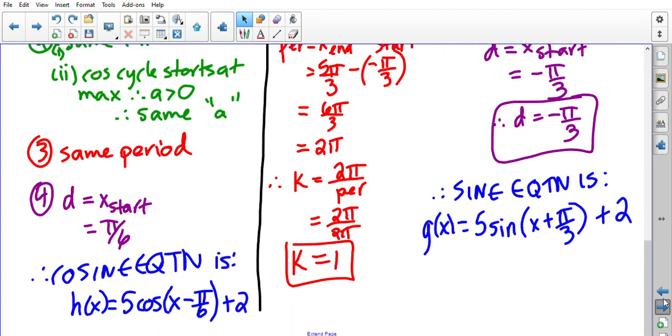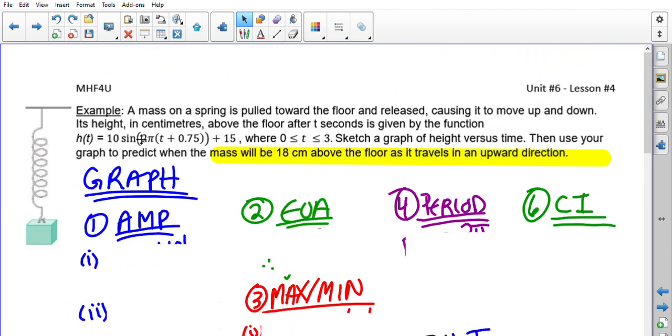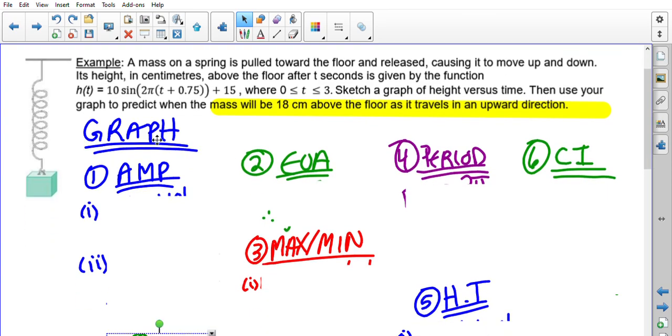All right, and last question here. It says a mass on a string is pulled toward the floor and released, causing it to move up and down. Its height in centimeters above the floor after t seconds is given by the function, which is nicely factored and everything, where time is between 0 and 3 seconds. Sketch a graph of height versus time, and then use your graph to predict when the mass will be 18 centimeters above the floor as it travels in the upward direction.